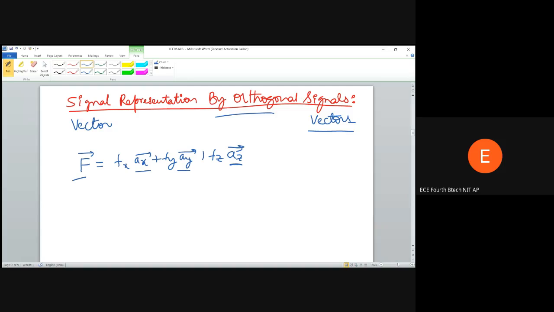What do you mean by exact representation? If at all you would like to represent a vector accurately in terms of the orthogonal set of vectors, that vector set should be a complete set of vectors, a complete set. I think much of the discussion related to this complete set we had, maybe if I'm not wrong, in the very first lecture or maybe in the second lecture.